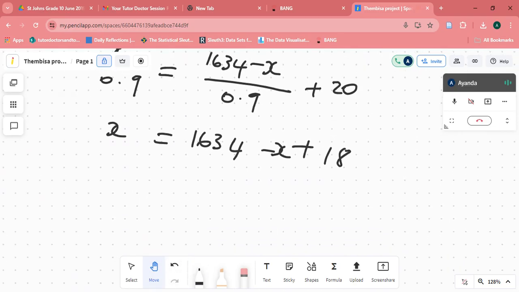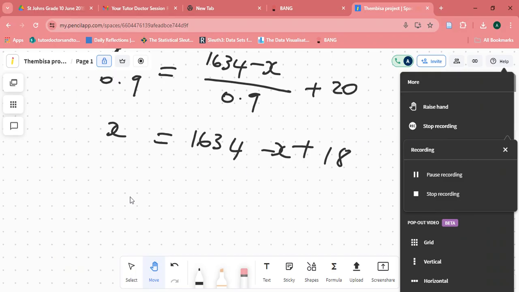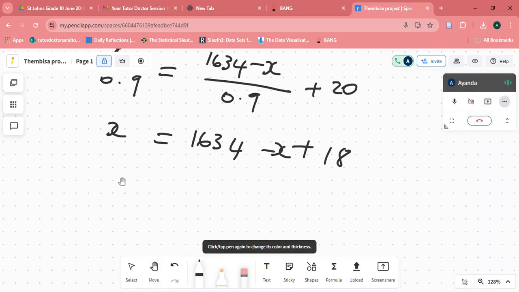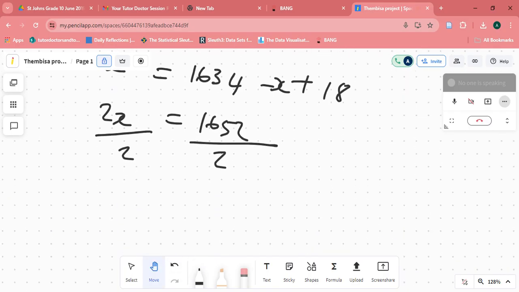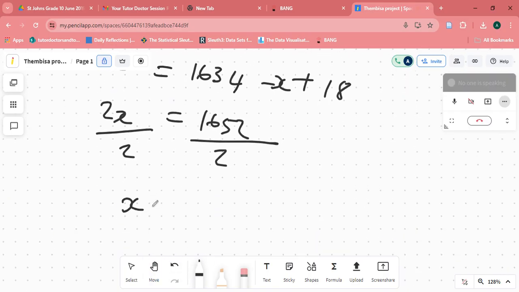If we bring the x to the other side, add x on both sides, we're left with 2x. Let's get the pen working. 2x is equal to 1,634 plus 18, which is 1,652. Divide both sides by 2, and x is equal to 826 kilometers.